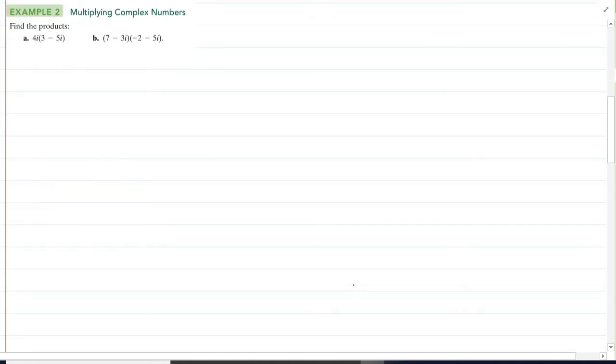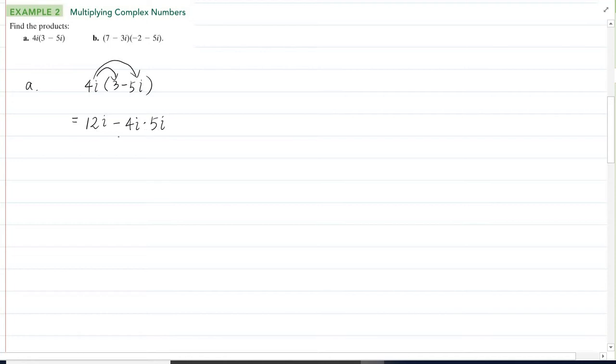Example 2, we have multiplying complex numbers. Okay, so we're going to have part A. Again, it's very similar to the past. All you have to do is a distribution. In this case, we're going to have 4i multiplied by 3. That'll give you 12i. Then we have 4i multiplied by negative 5i, that would be minus. So let's just write it down, 4i multiplied by 5i. Okay, really be careful on this one.